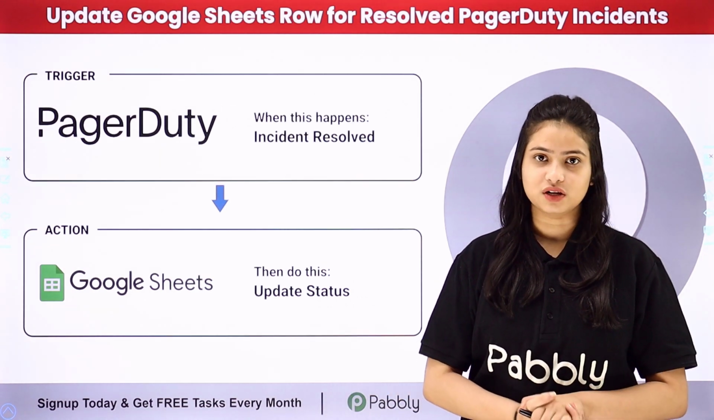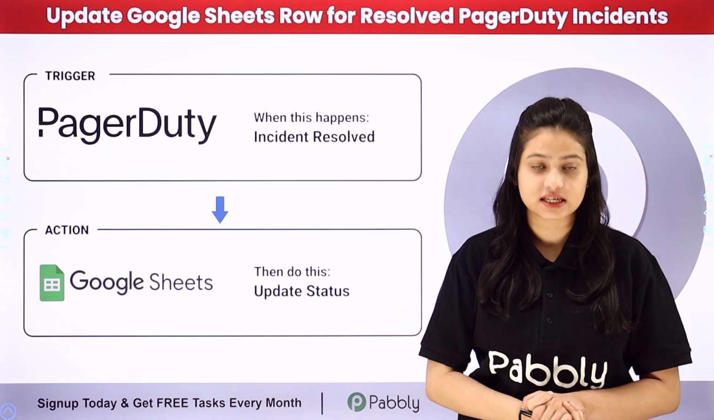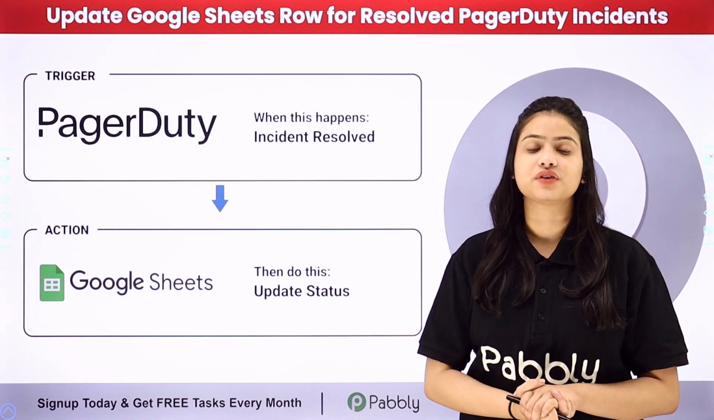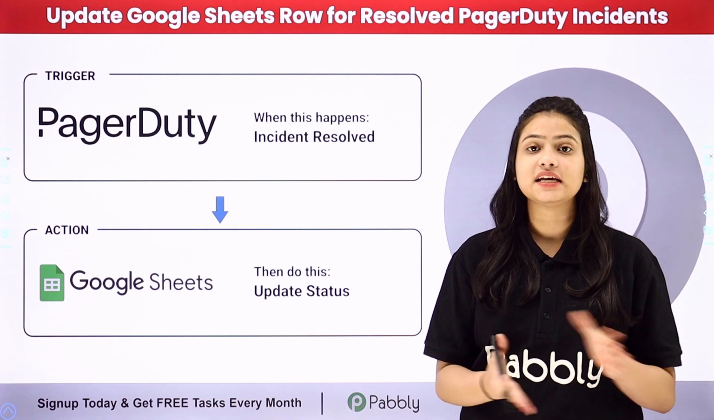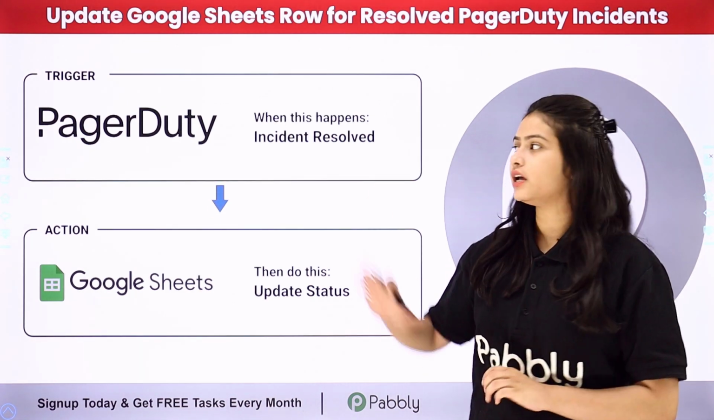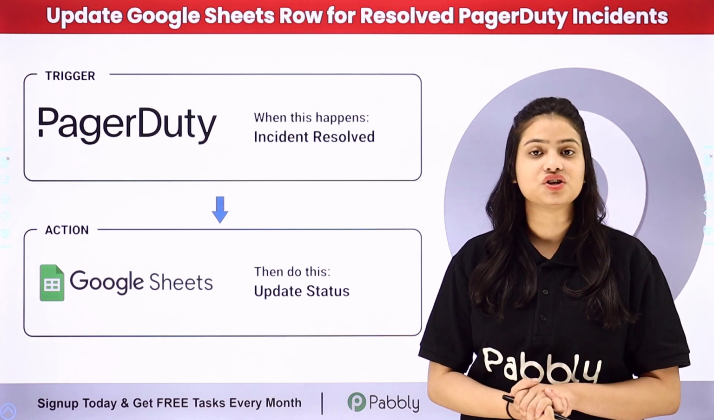In this video, we are going to learn how to update Google Sheets row for resolved PagerDuty incidents. So I am using PagerDuty to manage all the incidents and issues which are raised in my organization, and I have also created a Google Sheets which contains the details of these incidents. Now my objective is that whenever the issue will be resolved in PagerDuty, I want to update the status of that same issue or incident in Google Sheets as well.